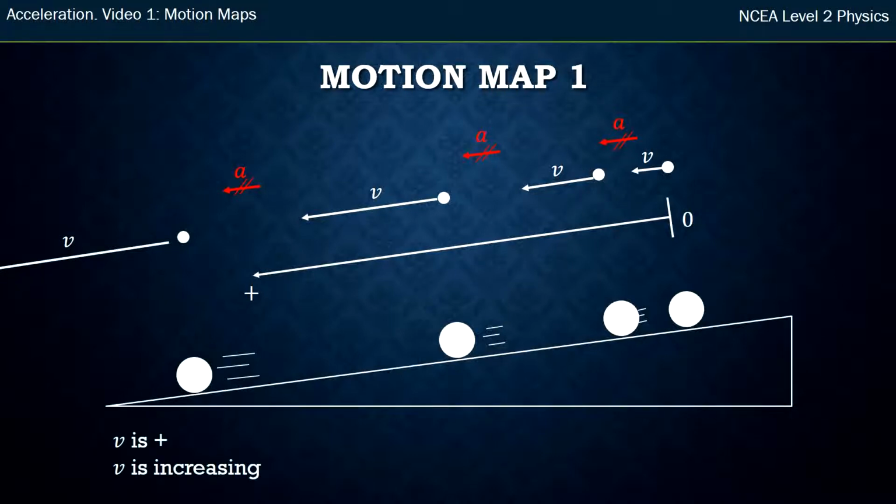So in this case you can see the velocity is positive. It's positive because it's pointing in the positive direction, and it's increasing. It's increasing because each arrow gets bigger and bigger. The acceleration is also positive because it's pointing in the positive direction, and it's constant. It's a constant acceleration.